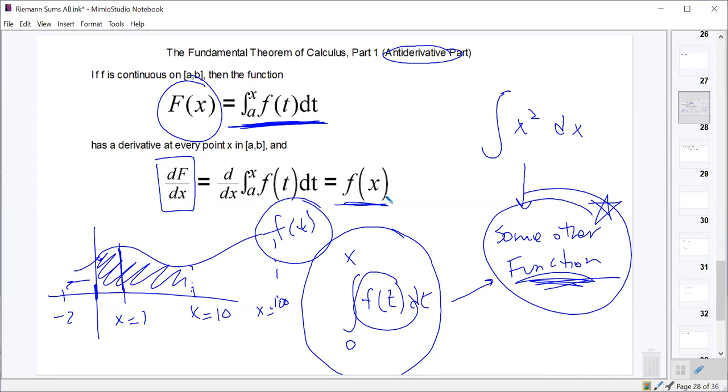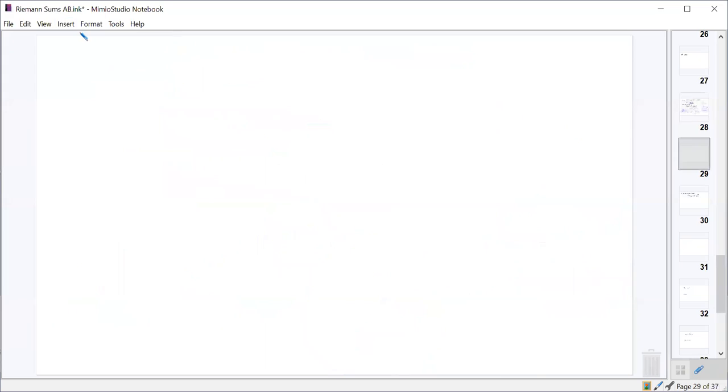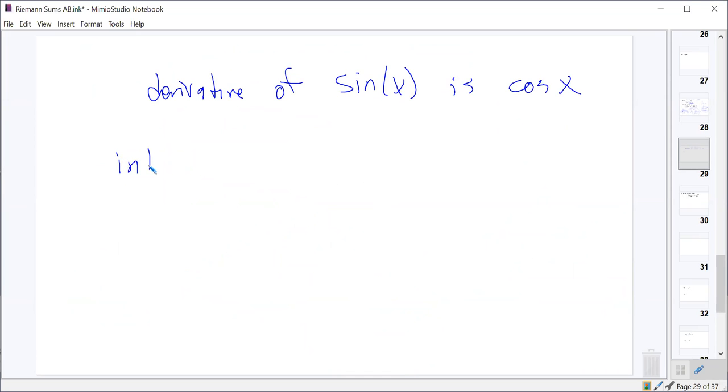So that being said, what's the derivative of the sine function? What's the derivative of sine of x? Cosine of x. Well, what then is an integral of cosine of x? It'd be sine, right? It should be sine of x.